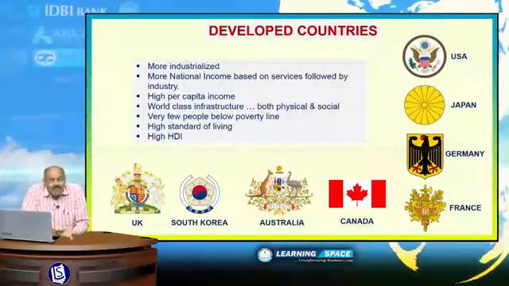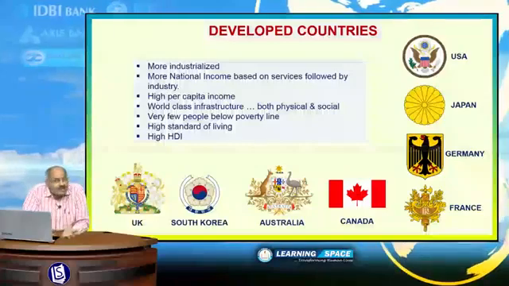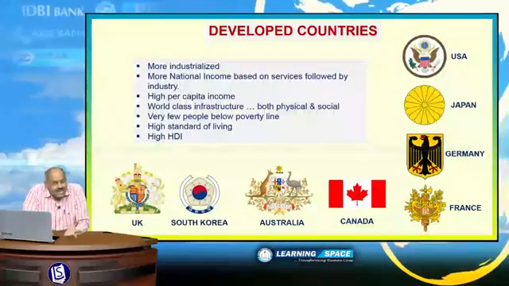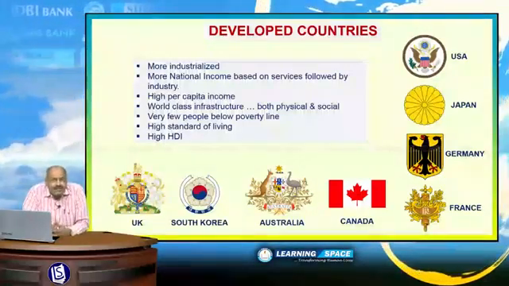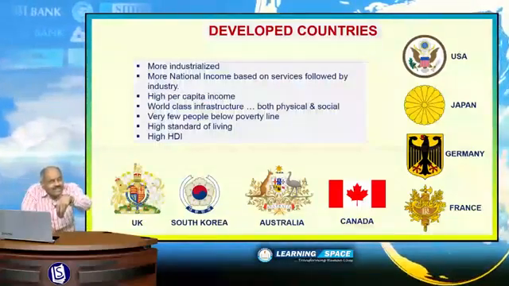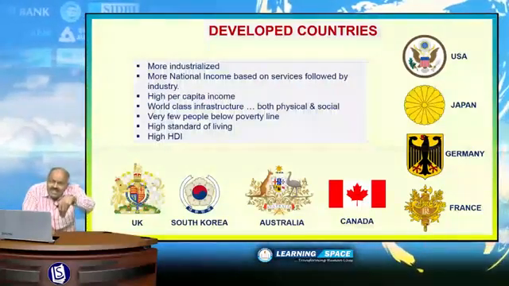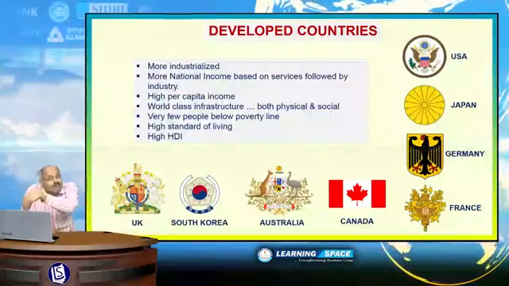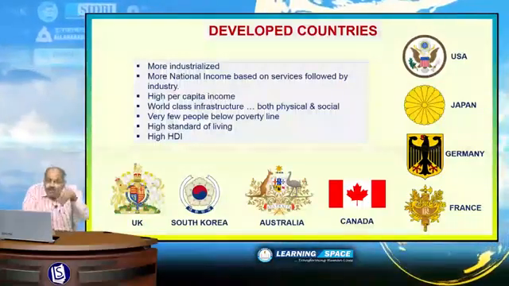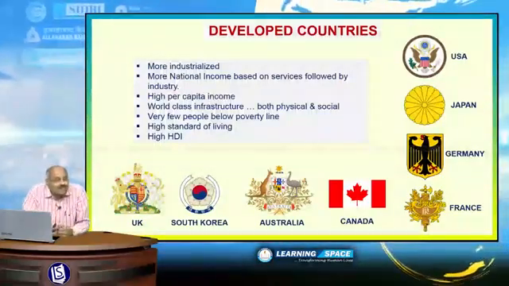Several times we come across these two terms, developed countries and developing countries. Examples of developed countries are the United States of America, Japan, Germany, France, Canada, Australia, South Korea, United Kingdom. So, what differentiates developed countries from developing countries? Developed countries have several features.